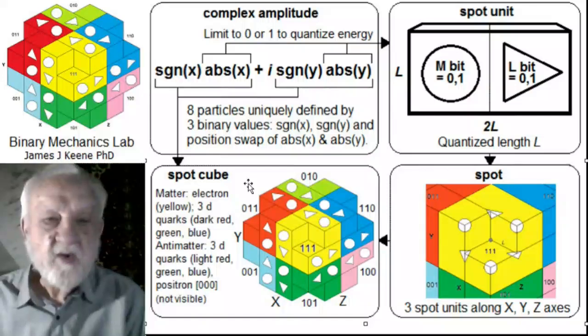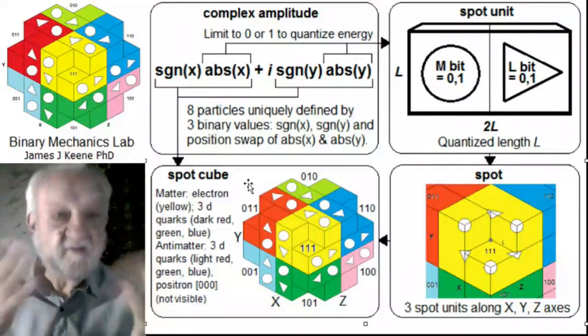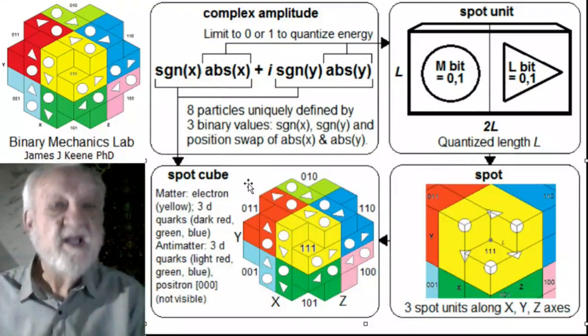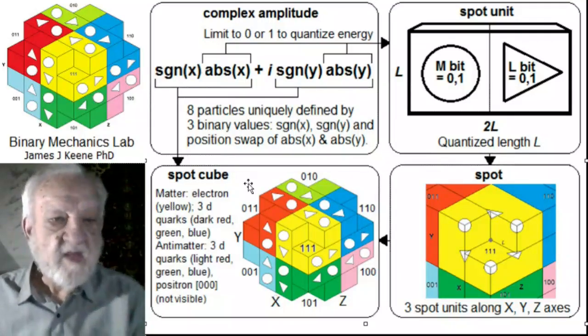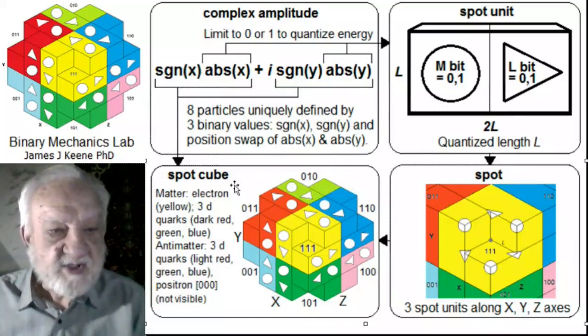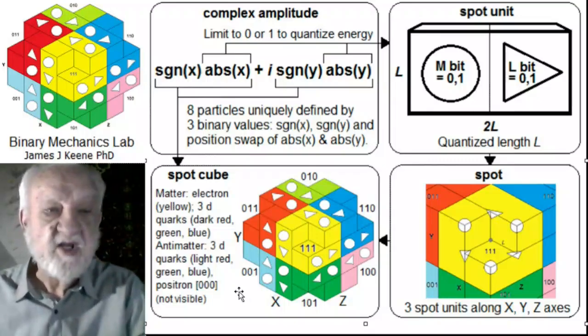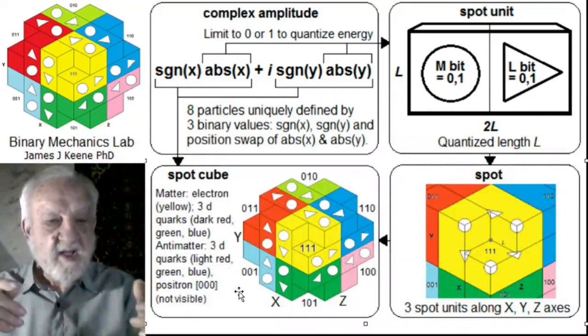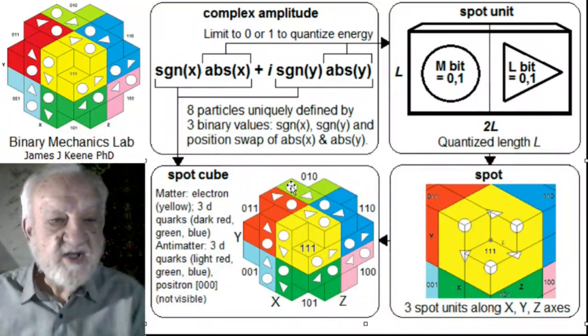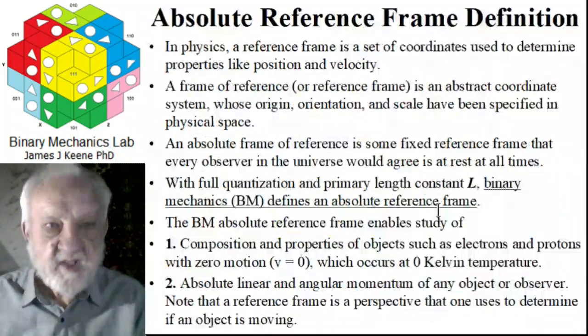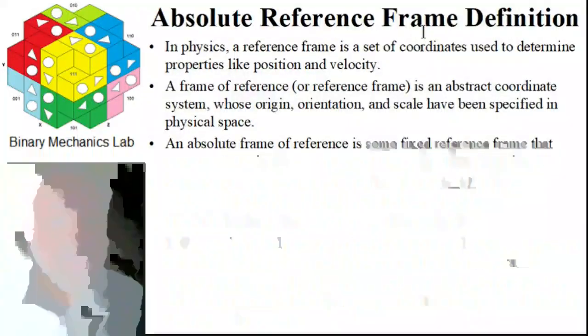Today we're going to talk about why binary mechanics is the best theory of everything available to the physics community in the world today. We start with a model of space, which involves a lattice of spot cubes as shown here that we've talked about in previous videos. Some might prefer to say that space contains a lattice of these spot cubes. So let's look at what happens when we make that assumption. We get an absolute reference frame defined.